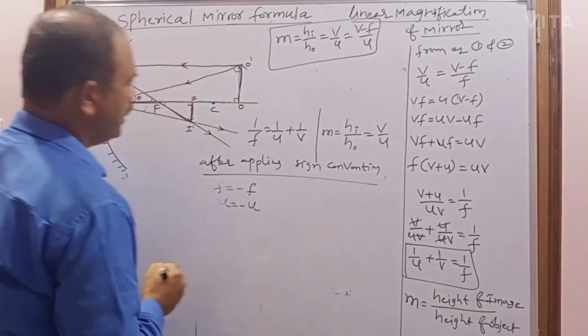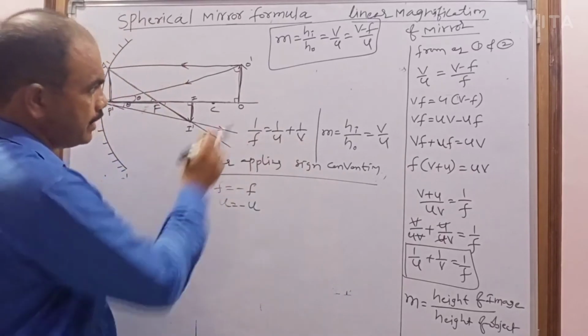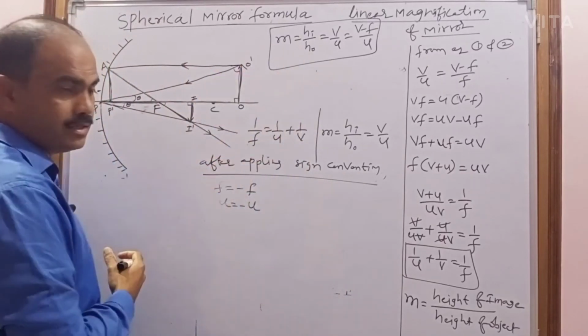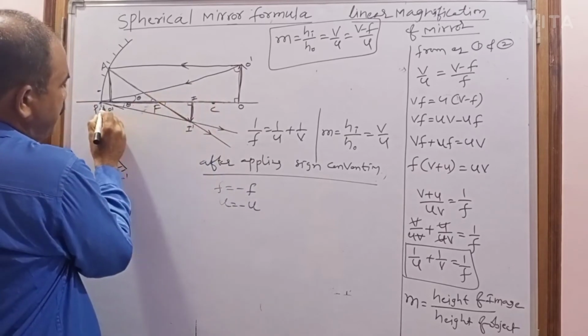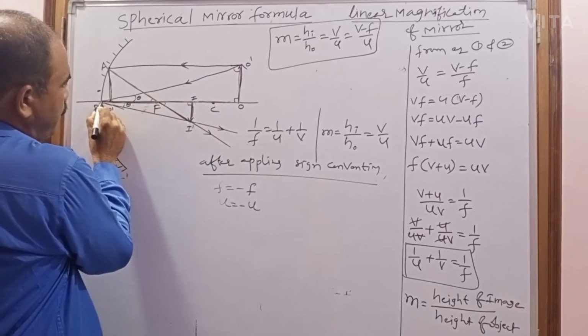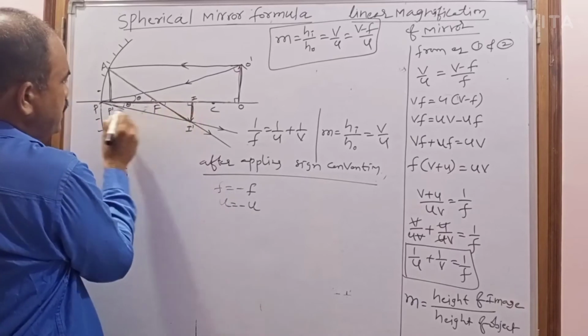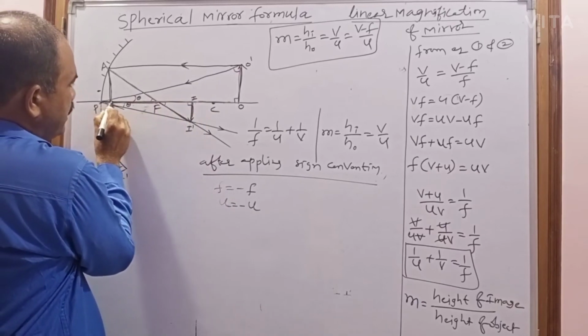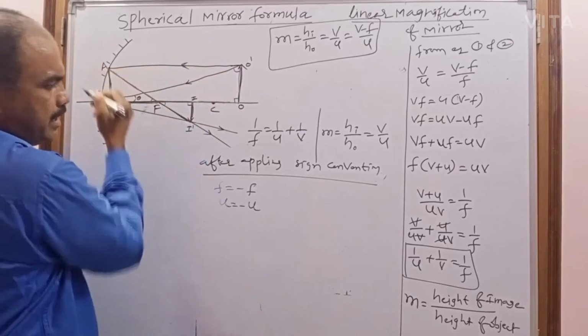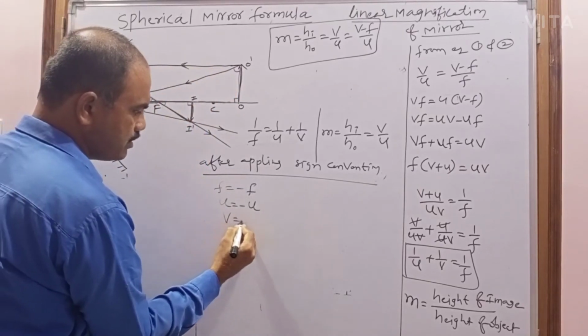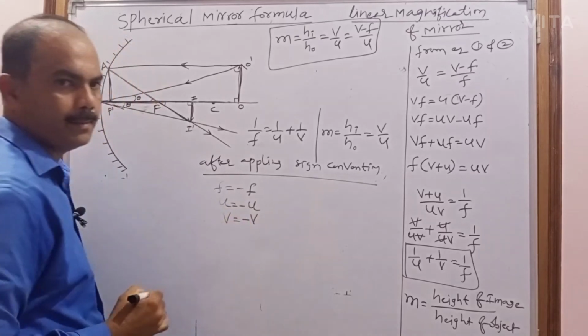And next come to the image distance. In this case, when the object is beyond C, where is the image formed? Here the image is formed. So what is the image distance? The distance from the pole to the image is known as the image distance. When you are measuring the image distance, you are moving in this direction, but the incident ray is in the opposite direction. That's why image distance v is equal to minus v.